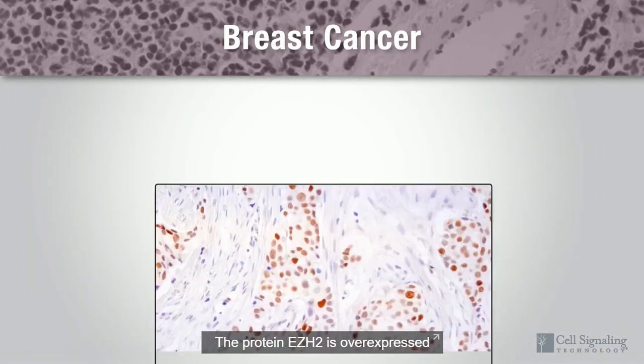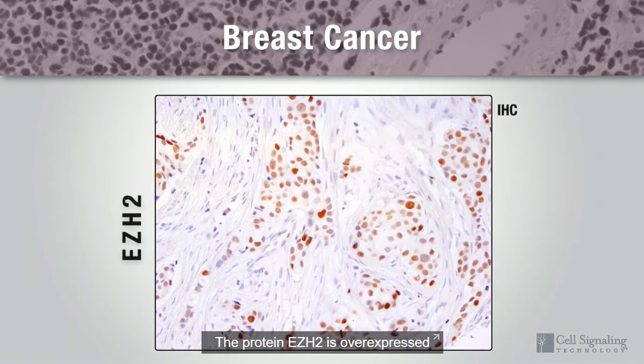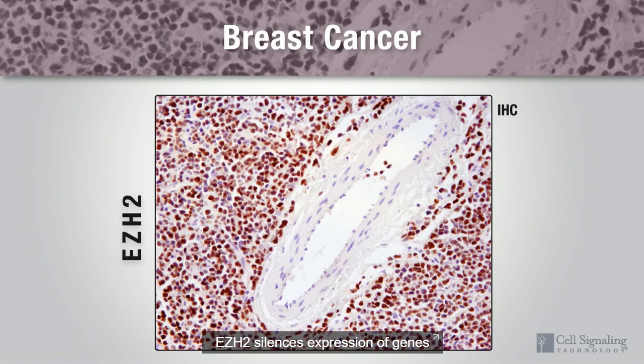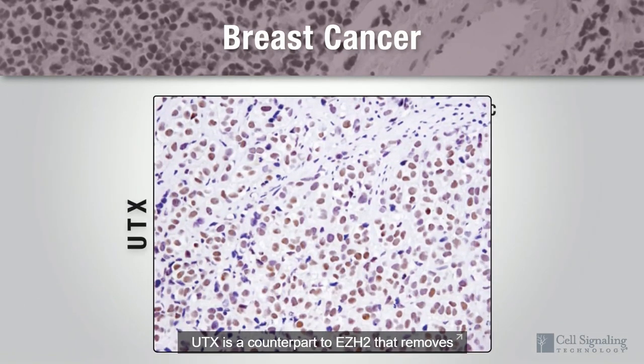The protein EZH2 is overexpressed in many cancers, including breast cancer. EZH2 silences expression of genes required for the maintenance of cell identity by adding methyl groups to histone H3 lysine 27. UTX is a counterpart to EZH2 that removes methyl groups from histone H3 at lysine 27 and may enhance proliferation and migration of cancer cells in ER-positive breast cancer.